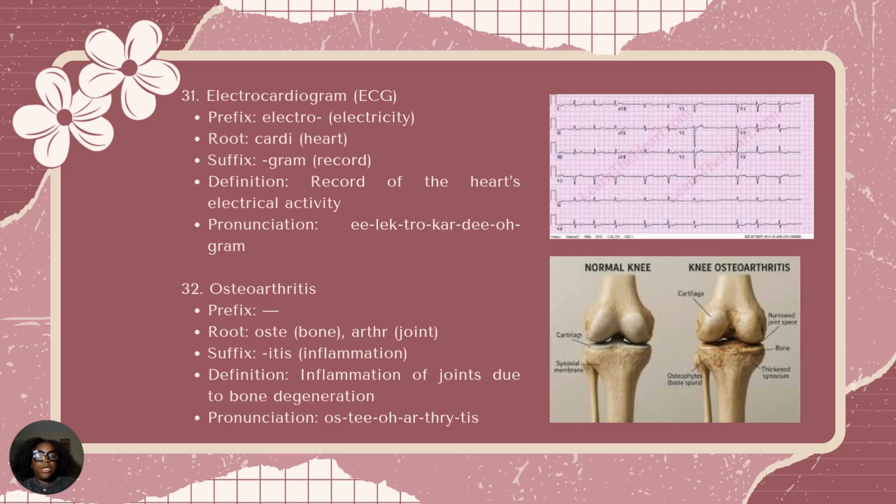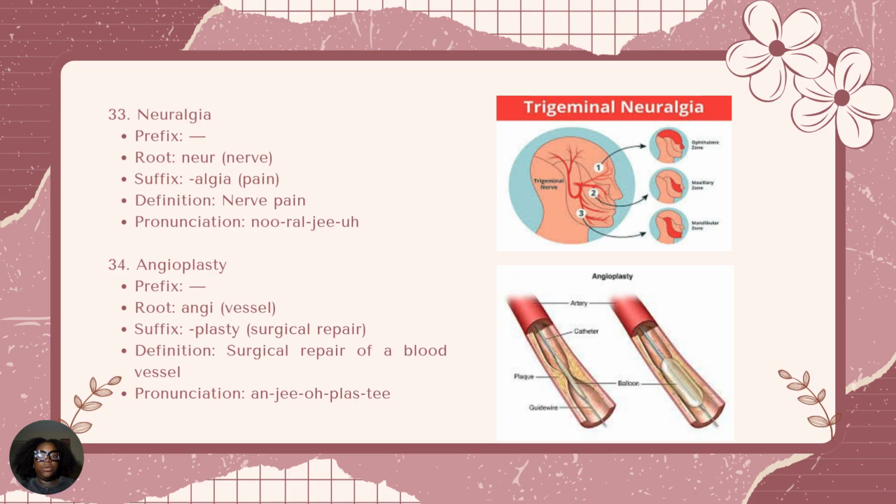Next, we have an electrocardiogram, or ECG for short, and it's a record of the heart's electrical activity. So electro is electricity, the root is cardi, and gram means record. And osteoarthritis, the root word is oste, bone, and arth, which is joint. Itis is inflammation, and the definition of osteoarthritis is inflammation of joints due to bone degeneration.